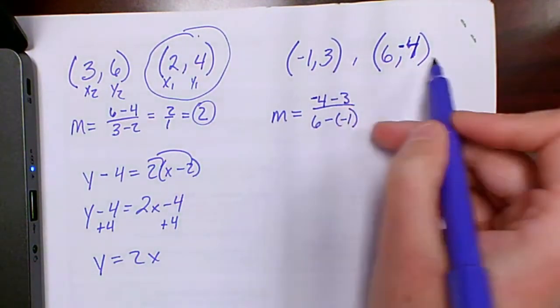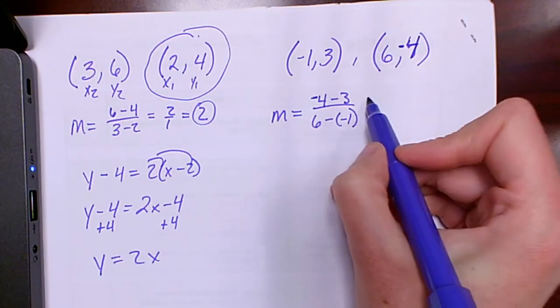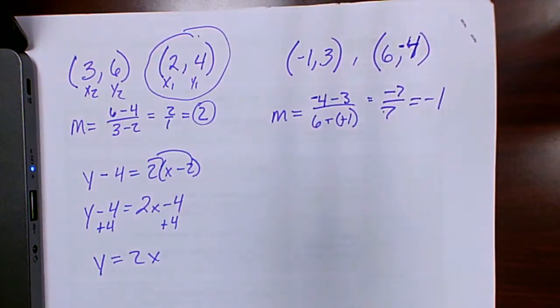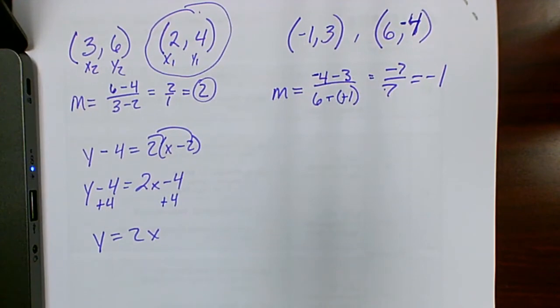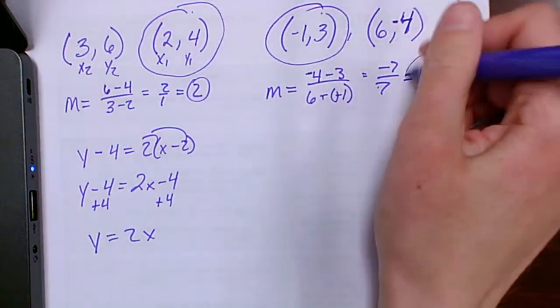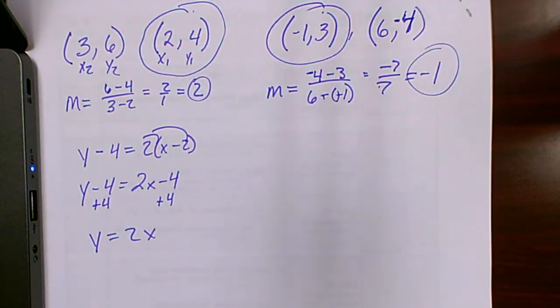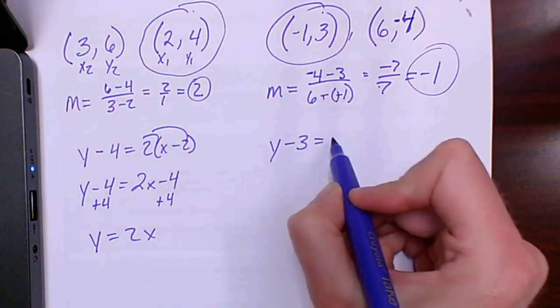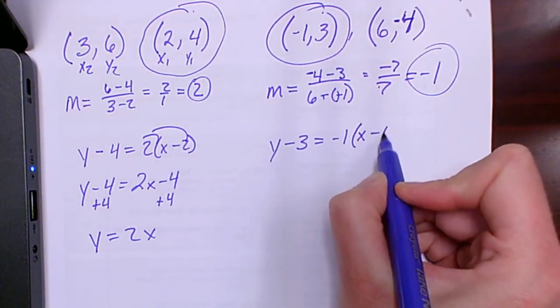Okay. Yes. So -7 over 7, we get -1. Okay, now we have a slope. We pick a point. I'm going to pick that point. You can pick the other point if you need to. So y minus 3 equals -1 times x minus -1.